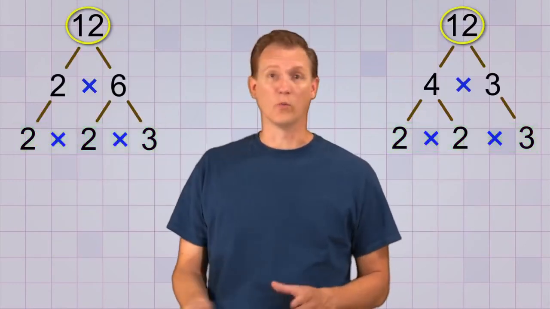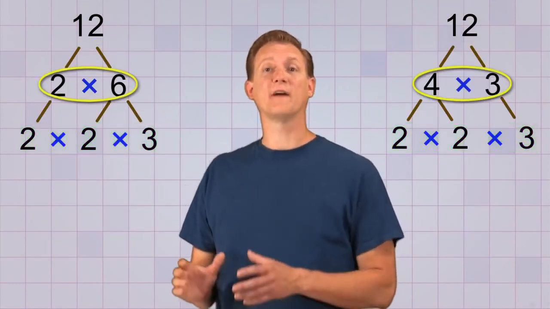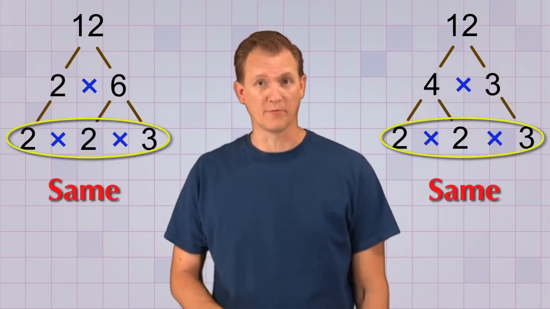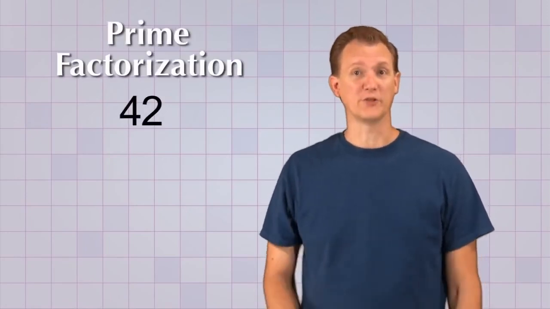That means no matter which way you start factoring, as long as you factor all the way down to prime numbers, you'll always end up with the same group of prime factors. Let's try just one more to make sure you've got it. Let's find the prime factorization of 42.